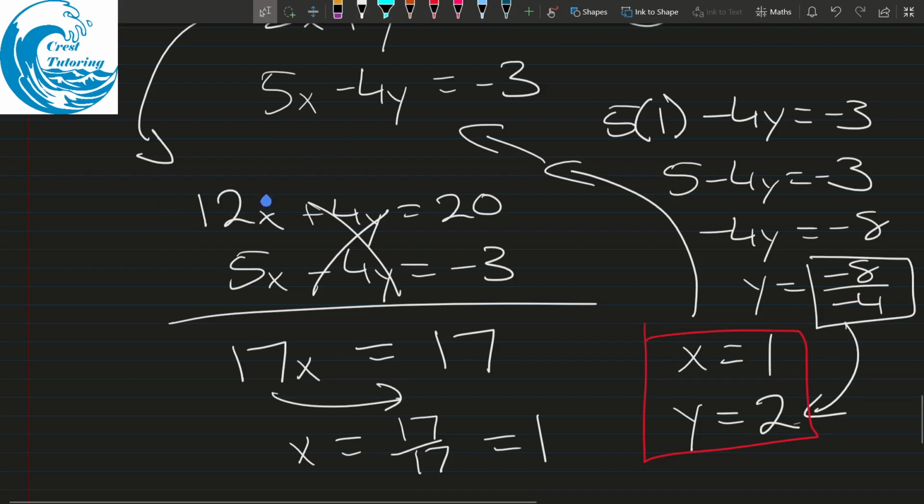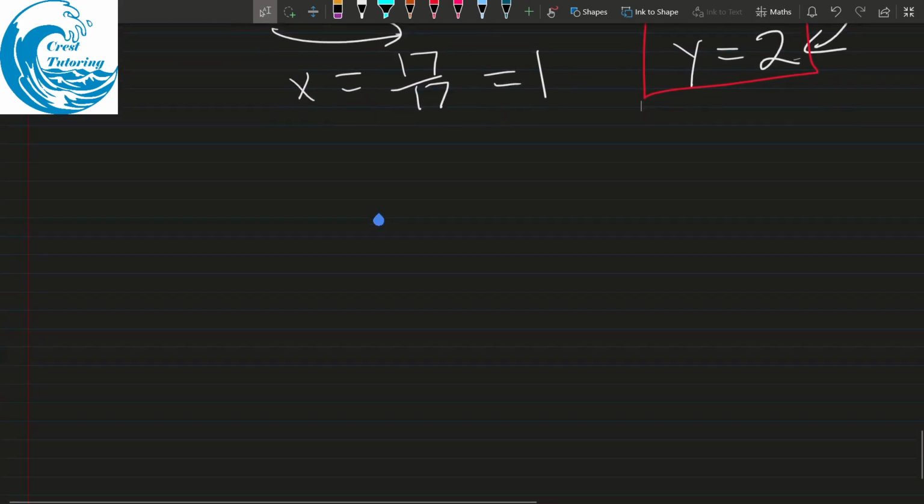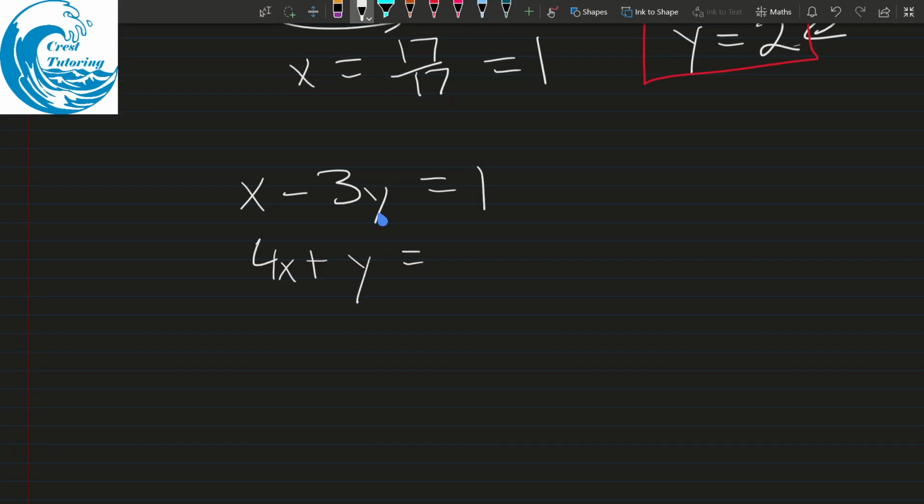Okay, so I'll give you one more to try yourself. So if I say x minus 3y equals 1, 4x plus y equals 30. I'll leave you to try that one yourself. You can pause the video, and then when you unpause it, we'll go through the answer.